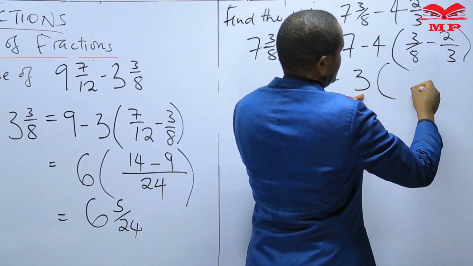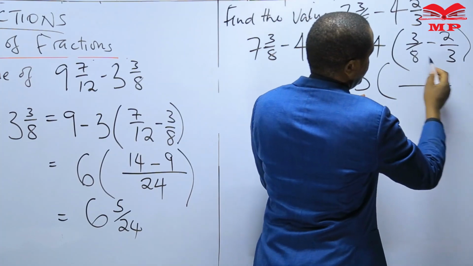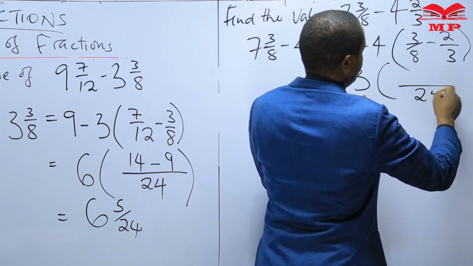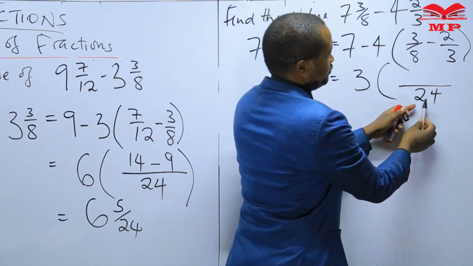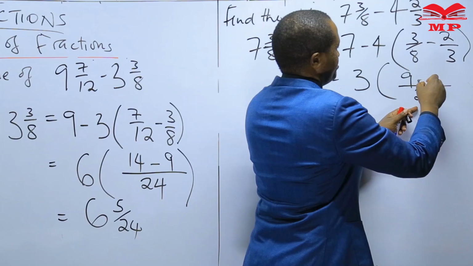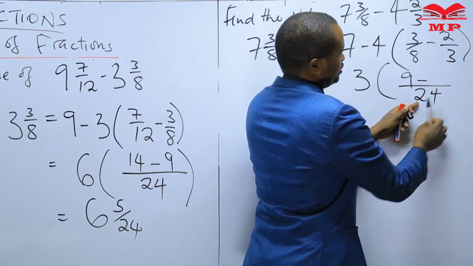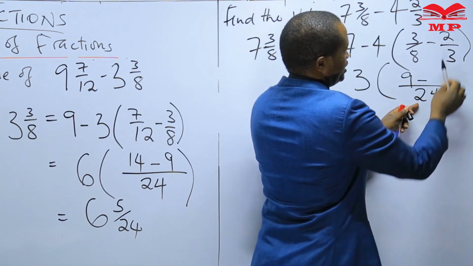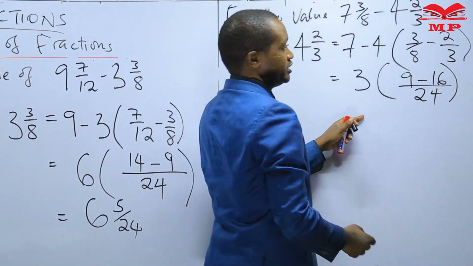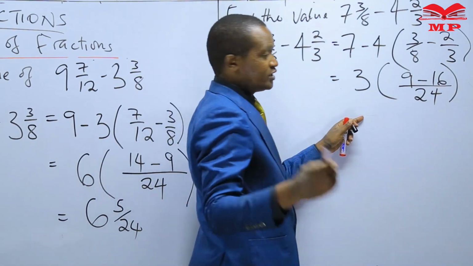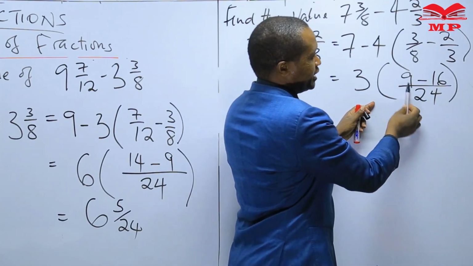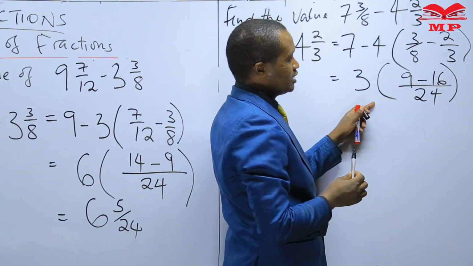Then we get the LCM of 8 and 3. LCM is 24. 24 divided by 8 is 3. 3 times 3 is equal to 9, minus 24 divided by 3 is equal to 8. 8 times 2 is equal to 16. So at this point you can see, and I want you to be very keen here, 16 cannot be subtracted from 9. So what are we going to do?